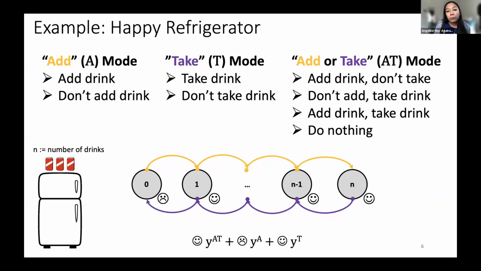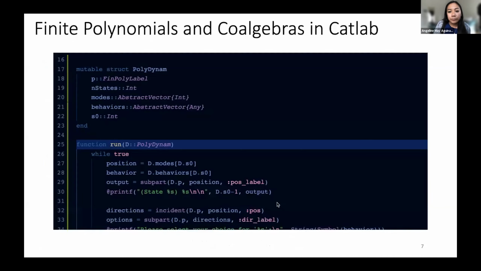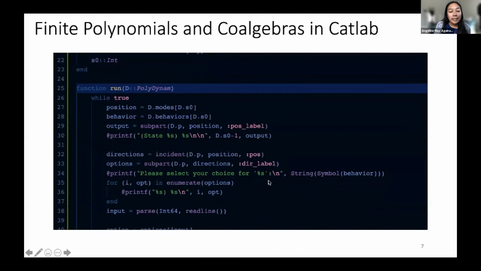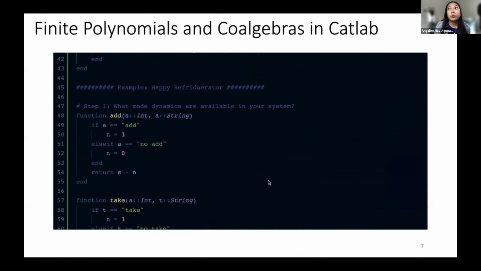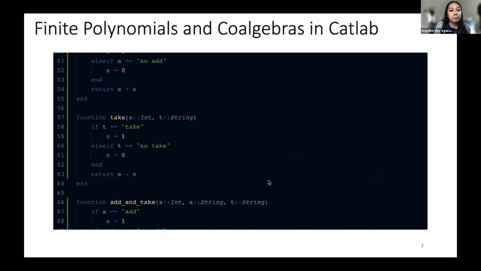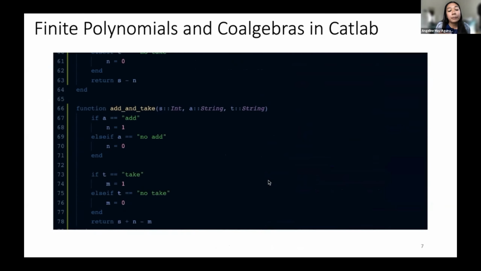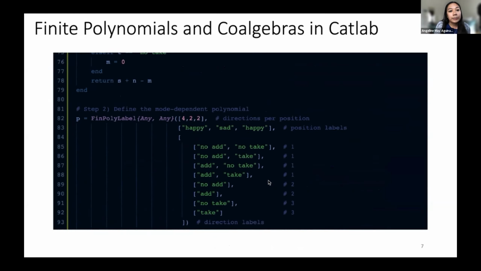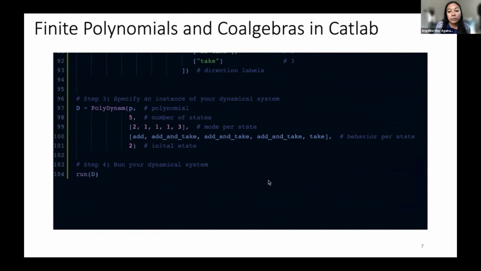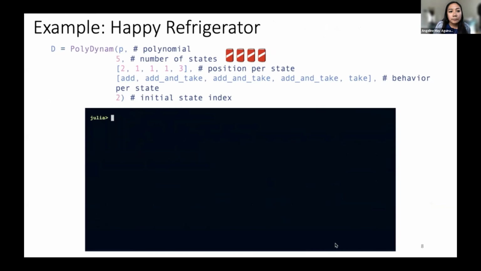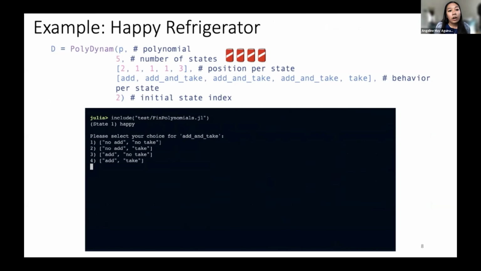So with this example, we moved forward to see how we would implement and encode the finite polynomial and the coalgebra for it in CATLAB. This is just a demonstration to say that we wrote some code throughout the week so that a user can specify the coalgebra of a dynamical system. You can describe the behaviors at every state of the dynamical system, encode it, and then ultimately run the example.